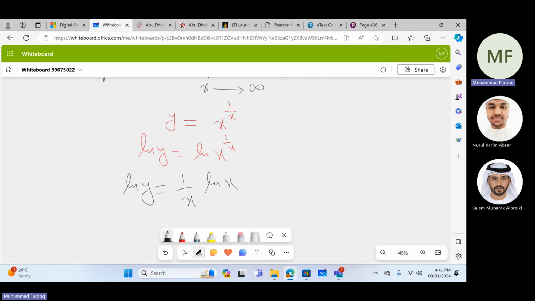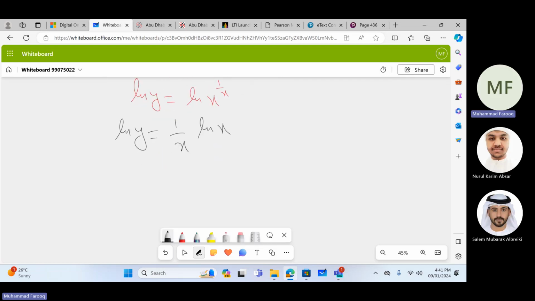Step number 4, please. Apply limit both sides. Here, no need to apply limit on the left side. Why? Because limit is x approaching. Do you have x on the left side? No. So limit does not affect this side, so this side is no problem. So limit x approaches infinity, we have 1 by x and then ln x. Do you understand until here?